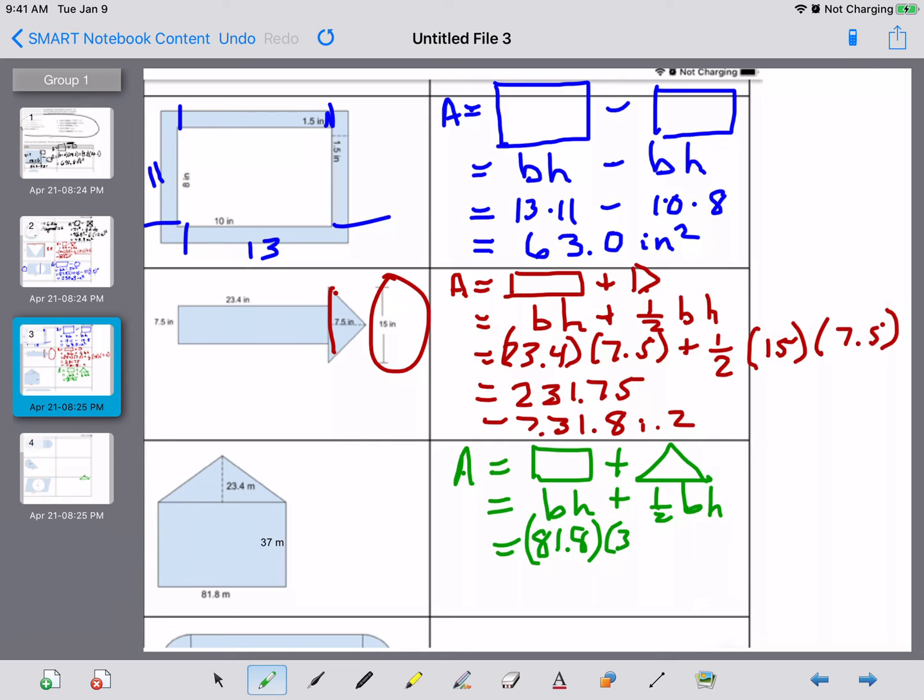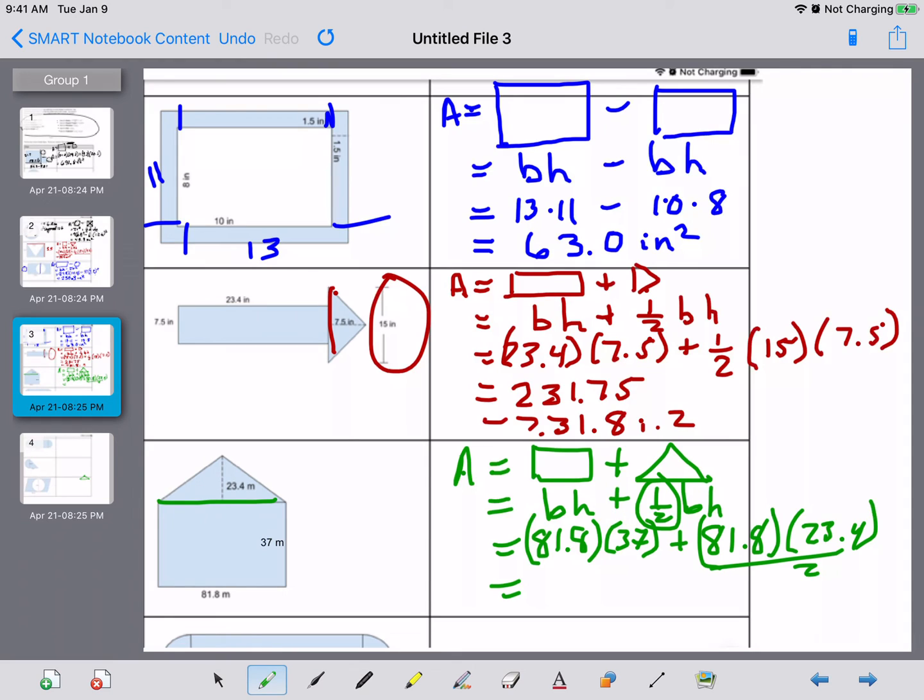times 37 is my height for my rectangle, plus, again, 81.8 for my base of my roof of my triangle, or my shape right here, times the height of 23.4, but I can't forget to cut that in half because that's 1/2 right there. So I'm going to go to the calculator and get that done.